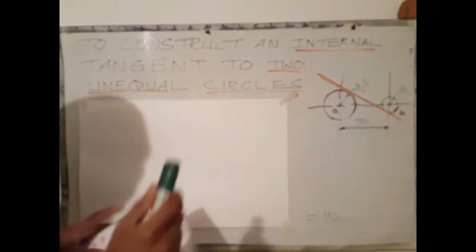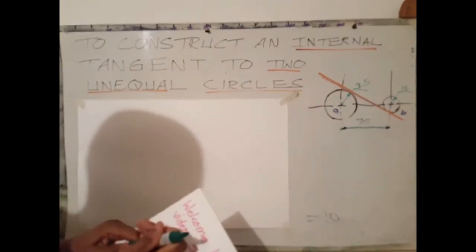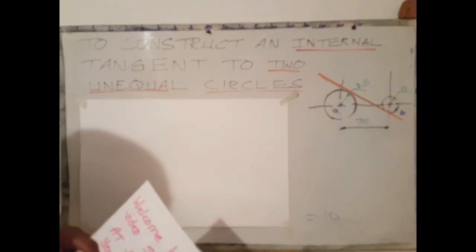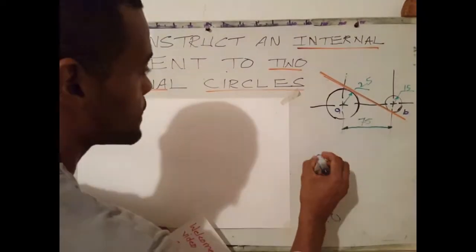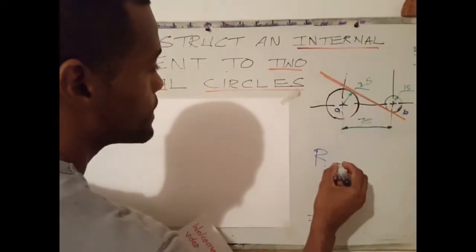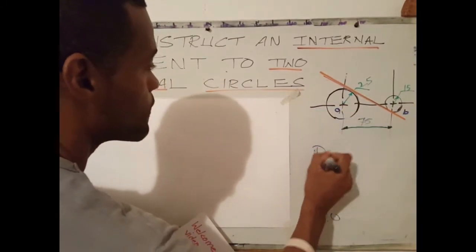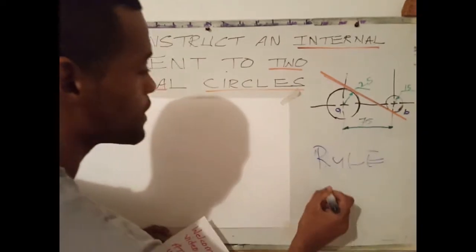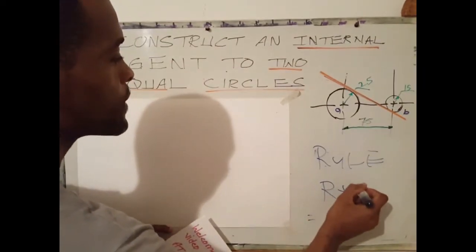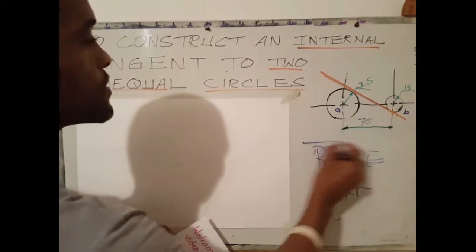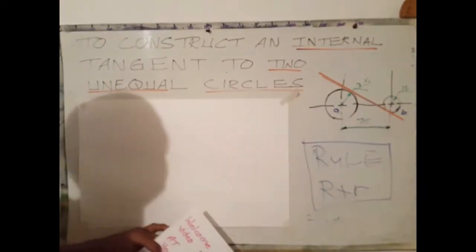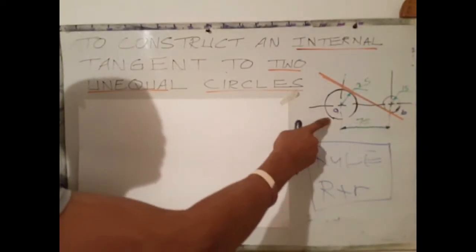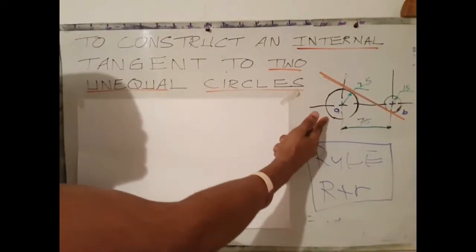The rule for internal tangent is somewhat different from the rule for external tangent. For internal tangent, the rule states that big R is big R plus small r. Big R plus small r. And we always use the larger radius center.